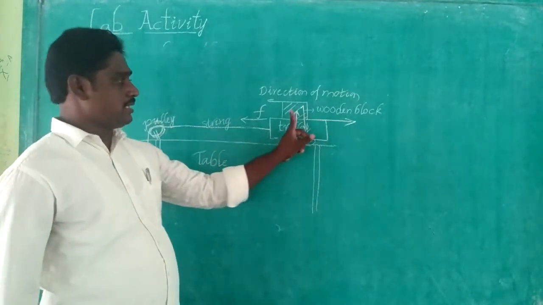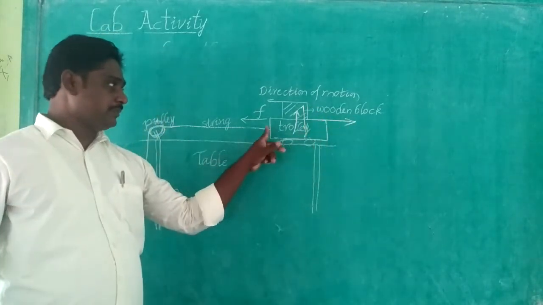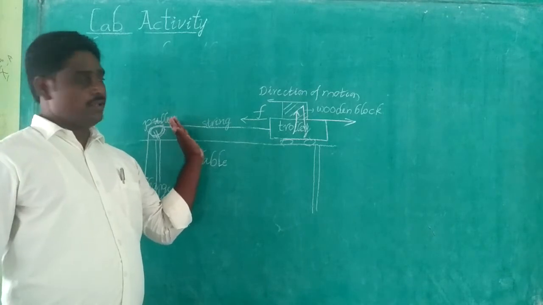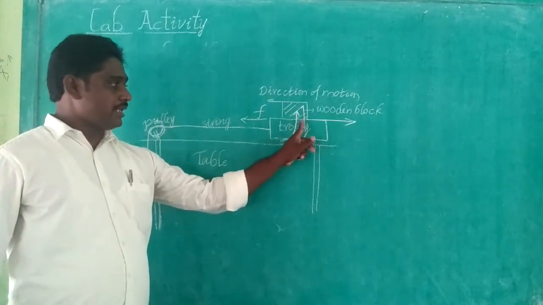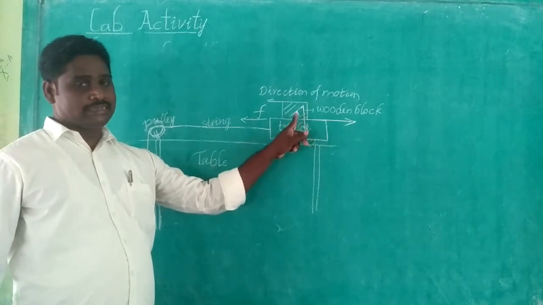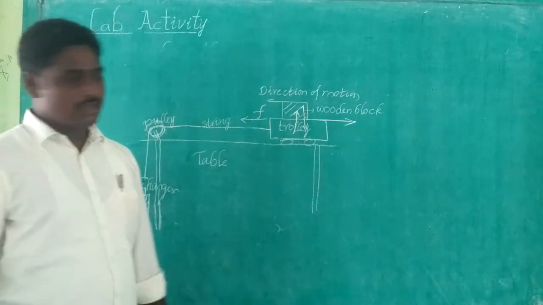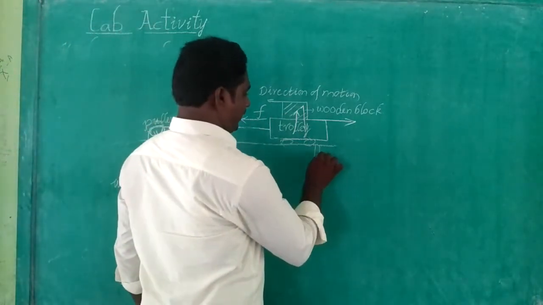So we observe that the wooden plank moves to the right side, and the trolley moves to the right side. Here we observe the relative motion between the surfaces of these two objects in contact. This force is called friction force. Understand?